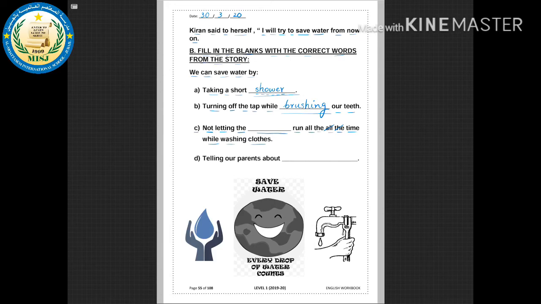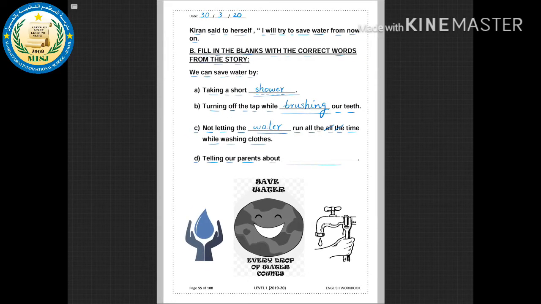What is it that we should not let run all the time while we are washing our clothes? And what are we saving? Excellent! Water! We should not let the water run all the time while washing clothes. Good.